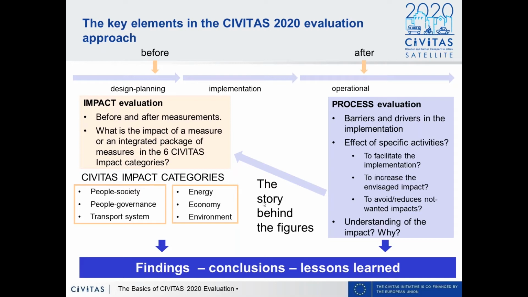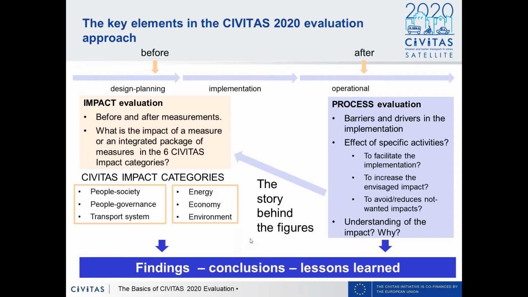Because if only the evaluation people are doing that, if only a measure leader is doing that, maybe they're really missing important elements. So bringing all this together, this should bring to good findings, conclusions, and lessons learned. And therefore, we have to bring all these elements together.